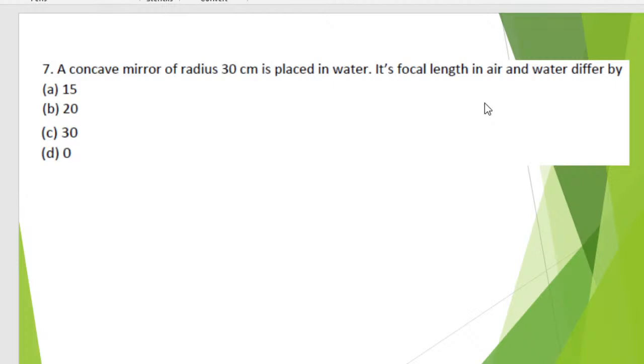A concave mirror of radius 30 centimeter is placed in water. Its focal length in air and water differ by 15 degree, 20 degree, 30 degree, 0 degree. That is the question.